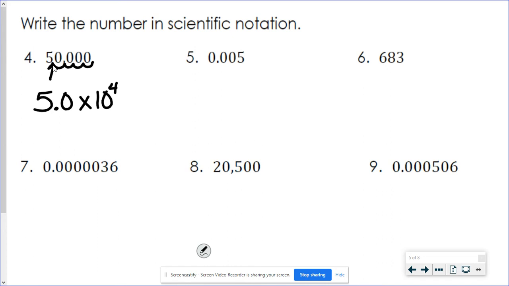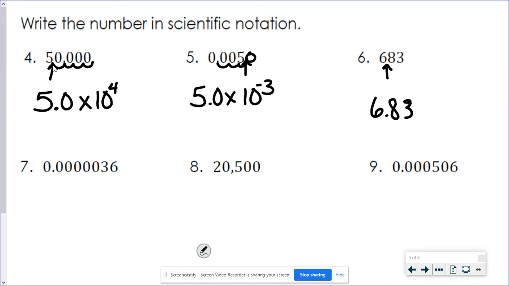In number 5, I've got a small number. It'll be a negative exponent. But again, my decimal has to go right here. It can be a 5.0 again, or I could just have a 0 right there so you can see it. 5.0 times 10 to the 1, 2, 3 places, but it was small, so negative. 683, realistically, not a number that you would normally write into scientific notation. It's not that big. Usually scientific notation is for really big or really small numbers. This one isn't all that big, but I can still write it in scientific notation. I need my decimal to go here. So it'll be 6.83 times 10 to the second.